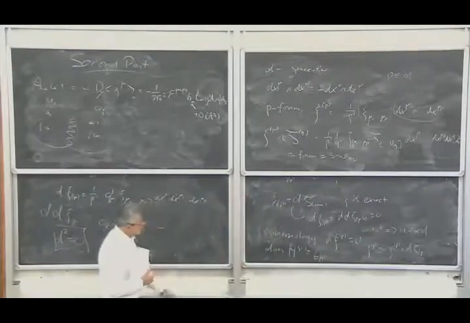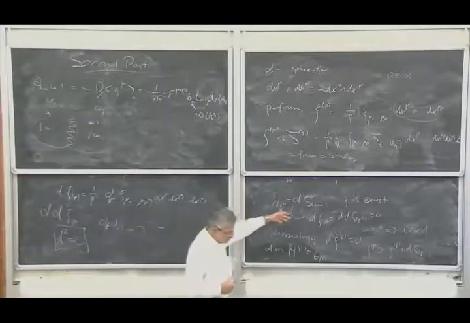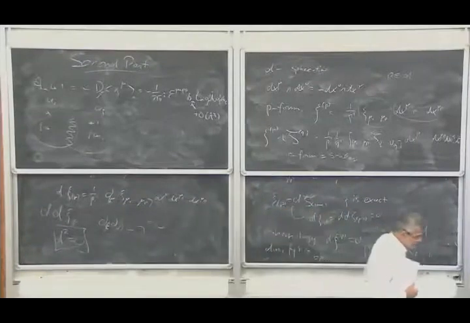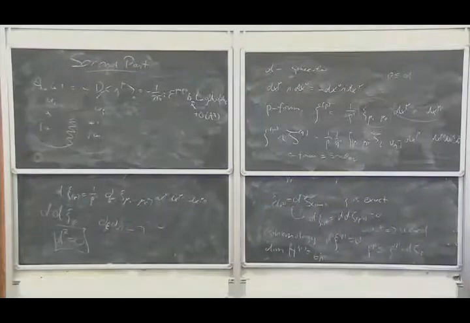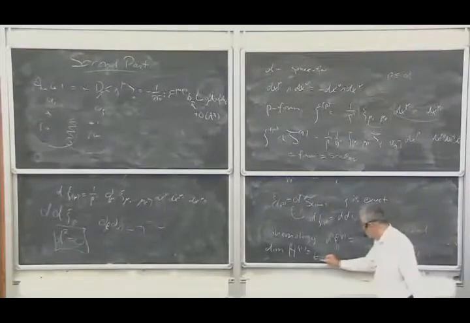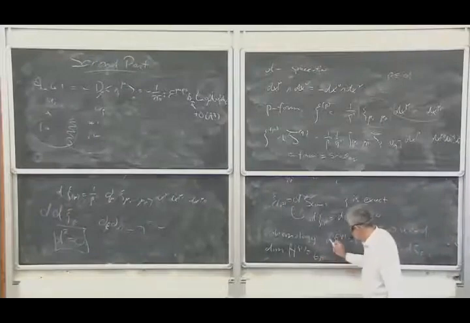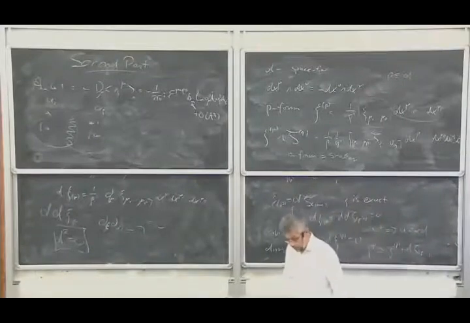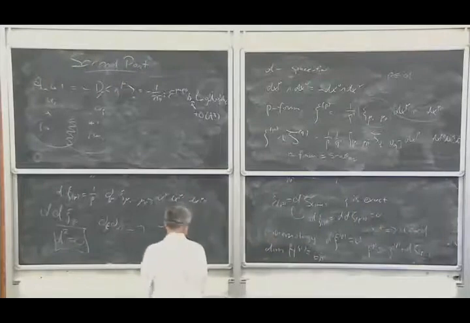And well, how many such closed modulo exact forms exist is actually a question of the topology of your space. Okay, so these b_p, which are called the Betti numbers, are also called the Betti numbers of the manifold. So let me give you some examples.